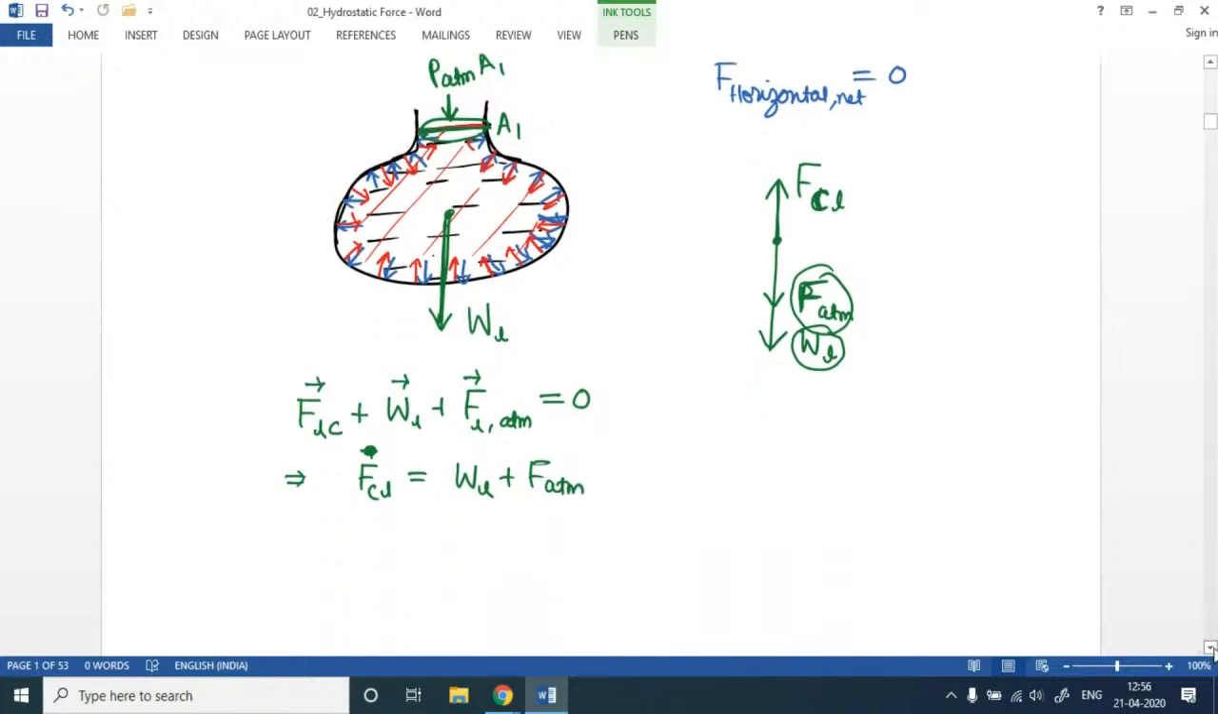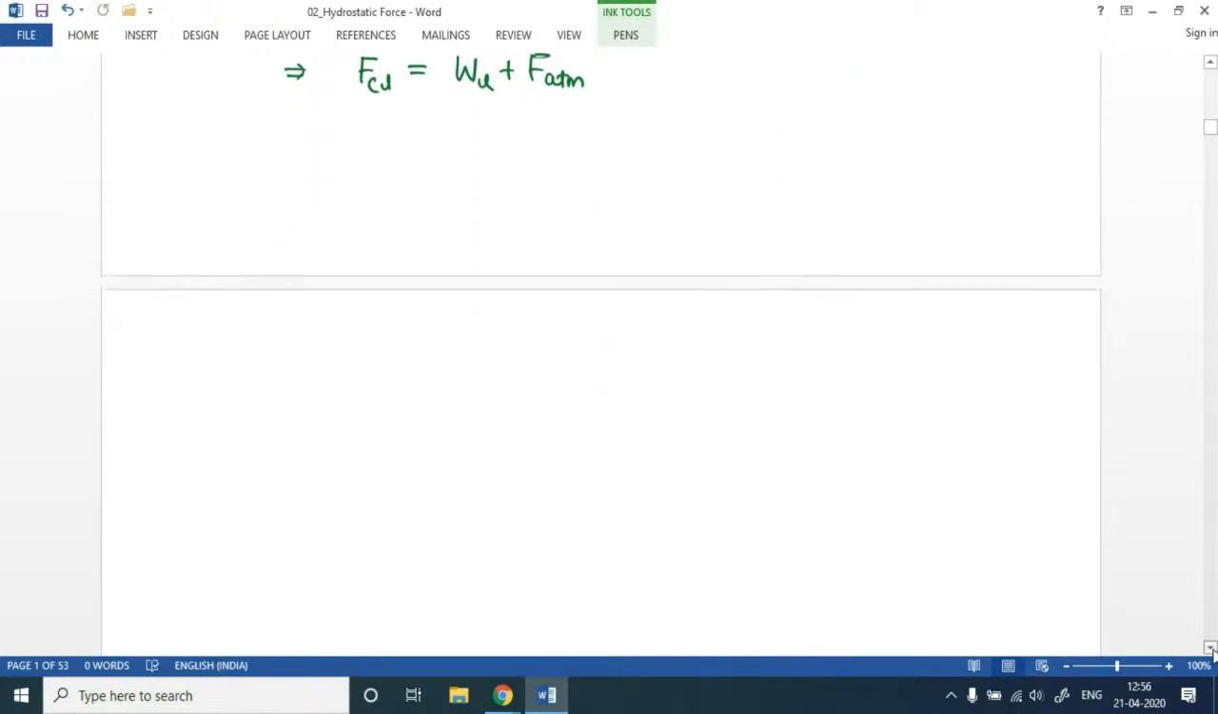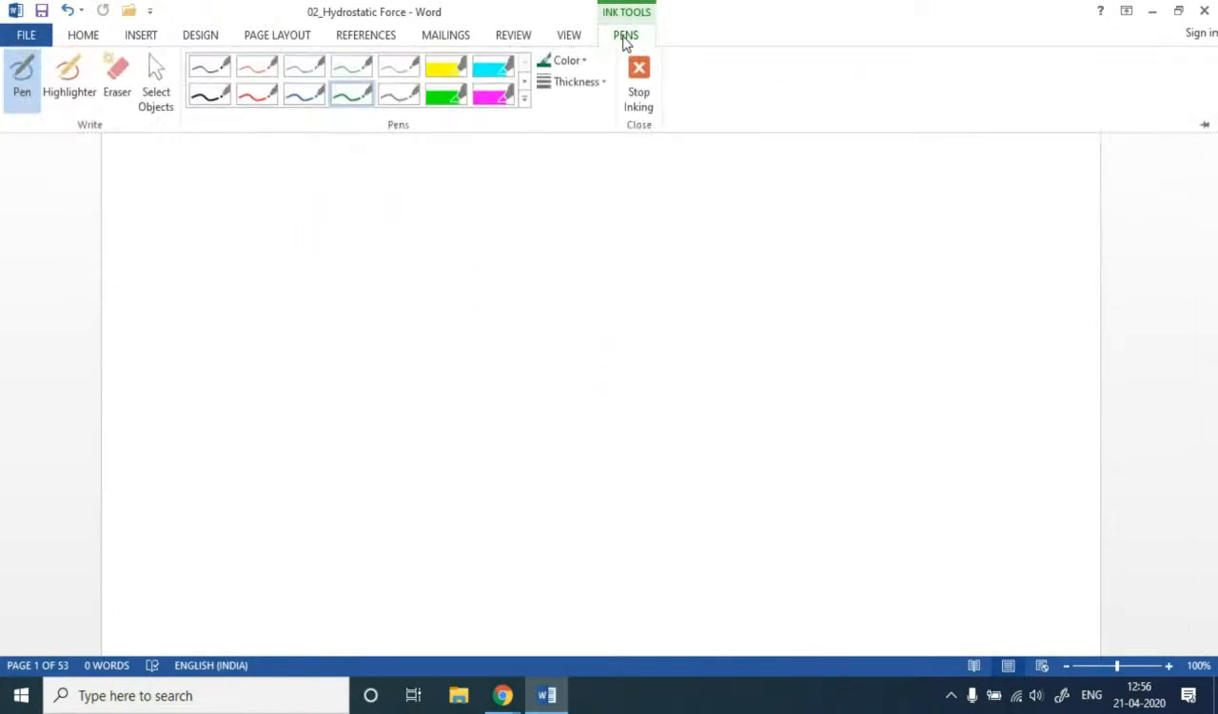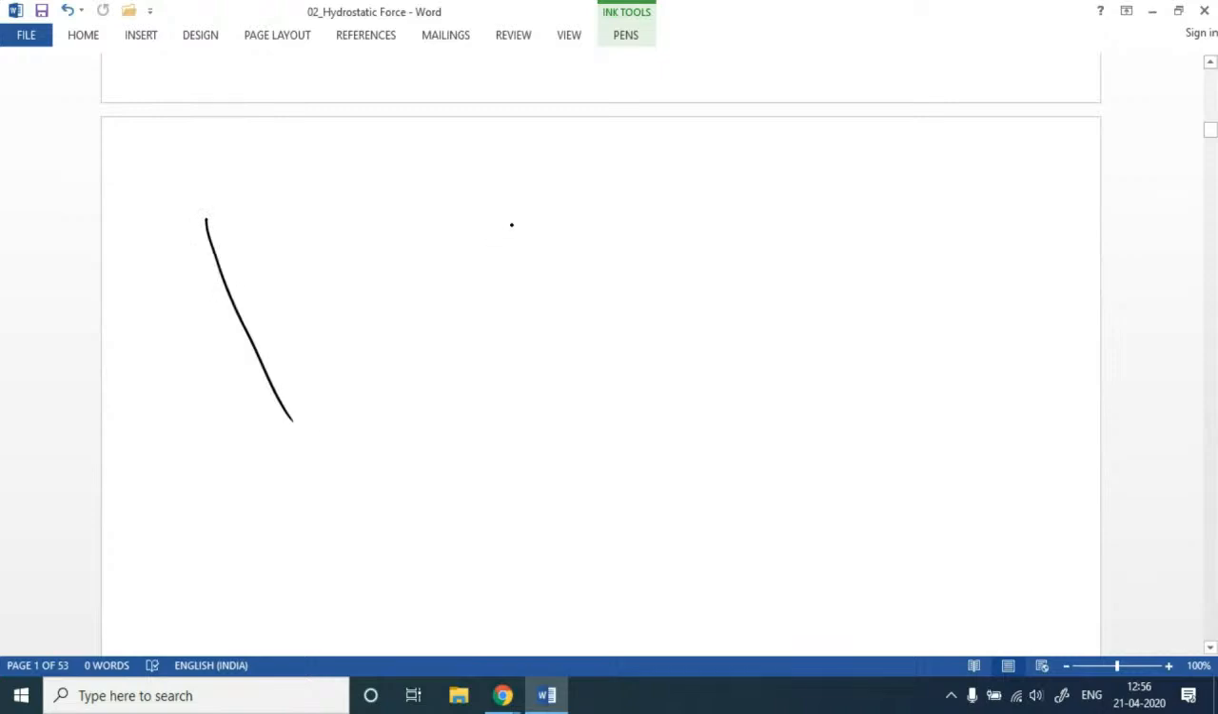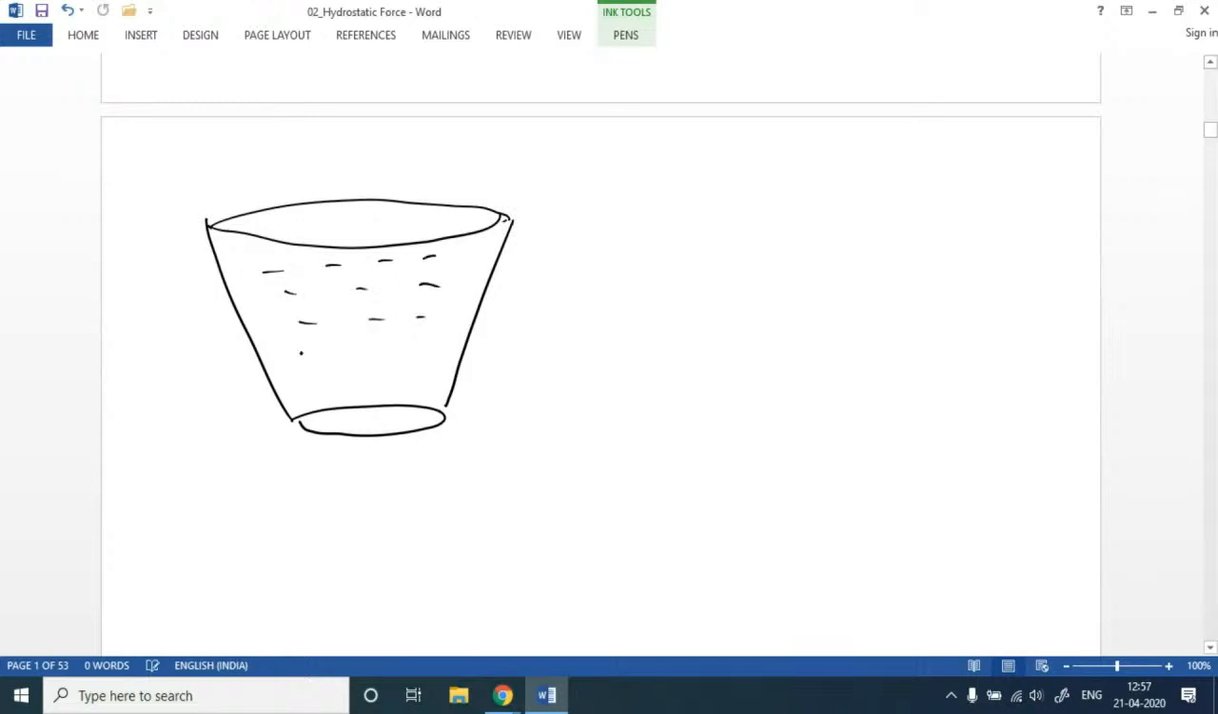Let's take some example also. Say we have a truncated cone of this shape, and say liquid is filled in it up to the brim. Let's say the area of the upper surface is A1 and the area of the bottom surface is A2, and let's say this height here is H, and let's say the volume of the liquid inside this container is V.